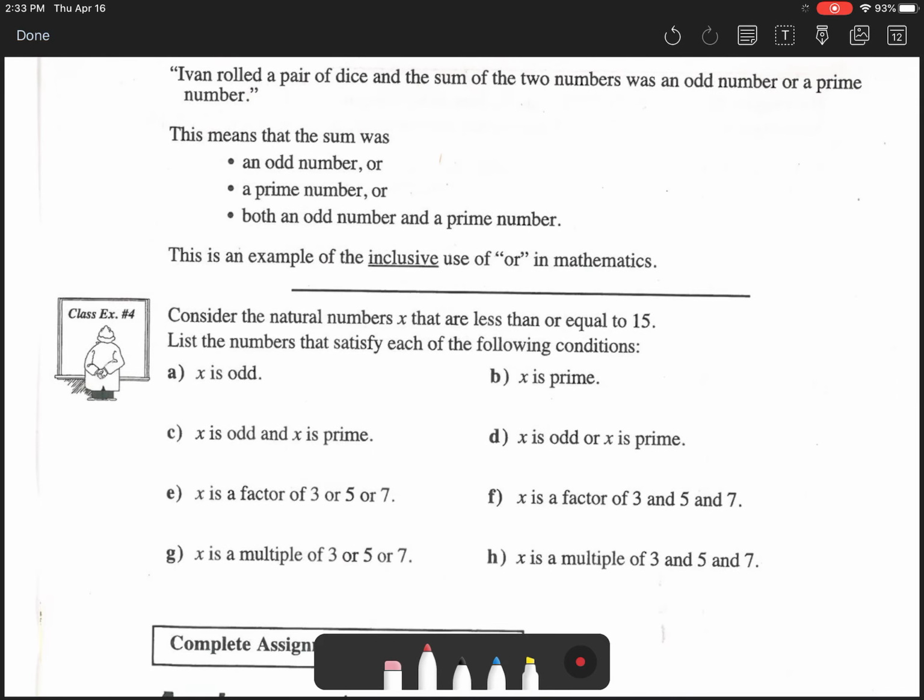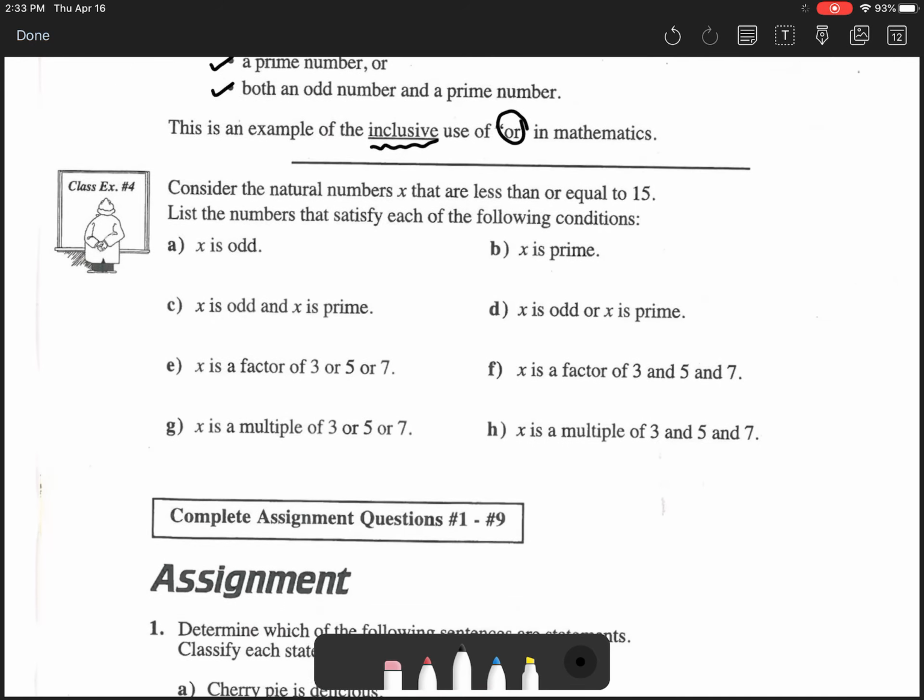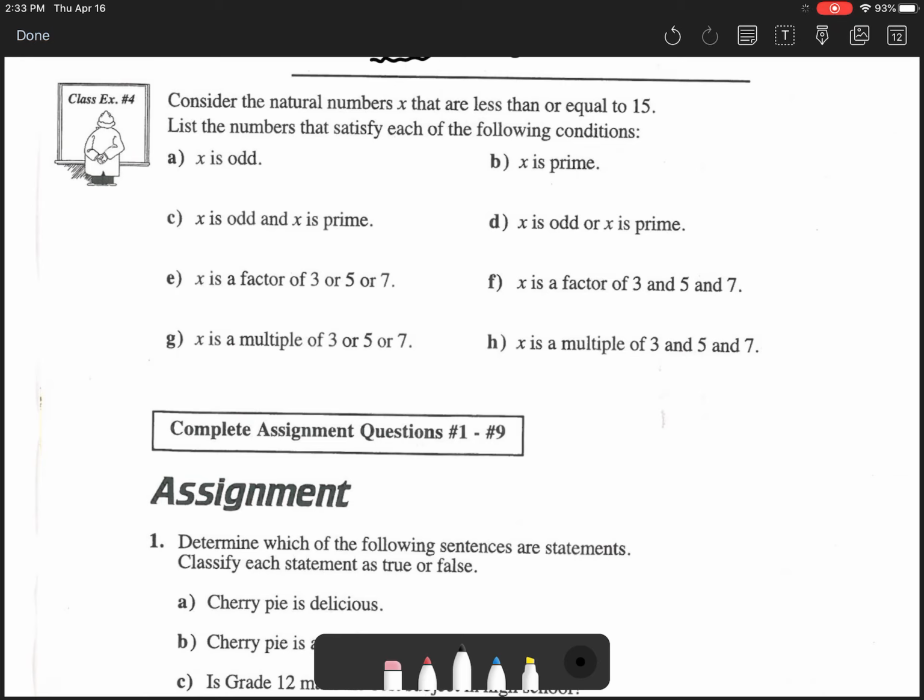So it says, consider the following statement. Ivan rolled a pair of dice and the sum of the two numbers was an odd number or a prime number. Okay, so in that scenario, because we've used the word or, it can be one characteristic, the other characteristic, or it could be both. So it means that the sum was an odd number or a prime number, or it could be an odd number and a prime number. Again, this is an example of what we call the inclusive use of or in mathematics. Okay, it could be one or the other or both.